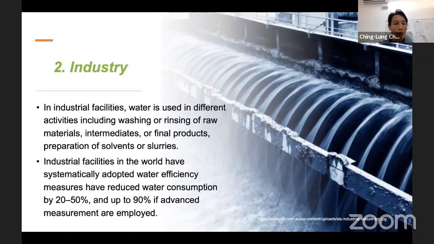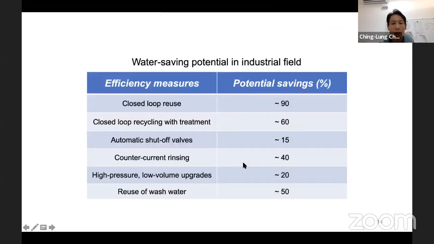Okay, and then the next is that industrial facilities in the world that have systematically adopted water efficiency measures have reduced water consumption by 20 to 50%, and up to 90% if advanced measures are employed. And then this is the water saving potential in the industrial field. So these are the efficiency measures.